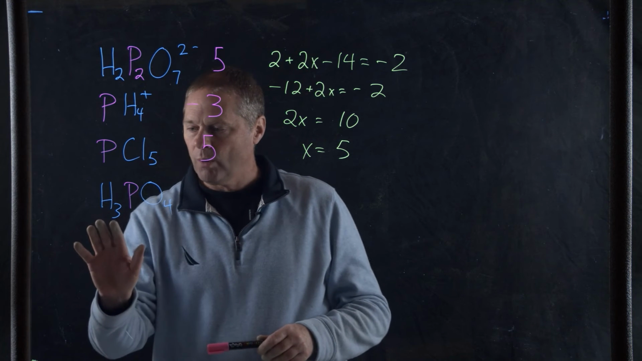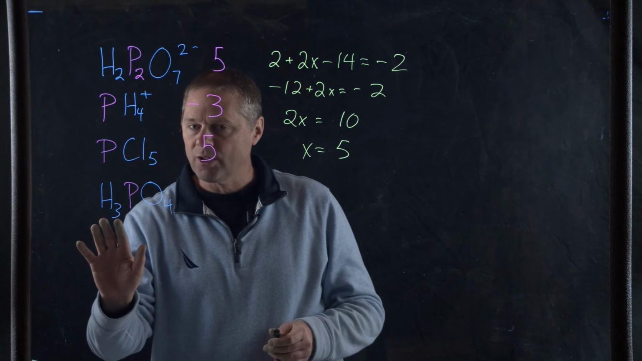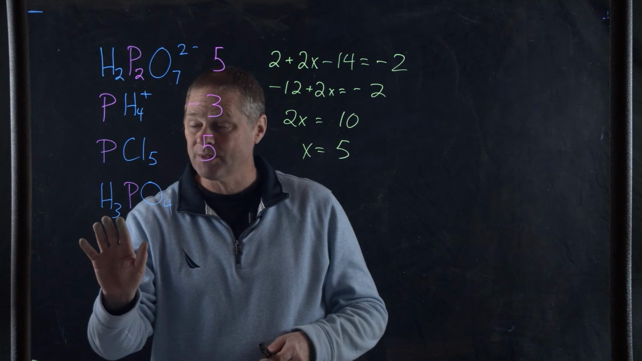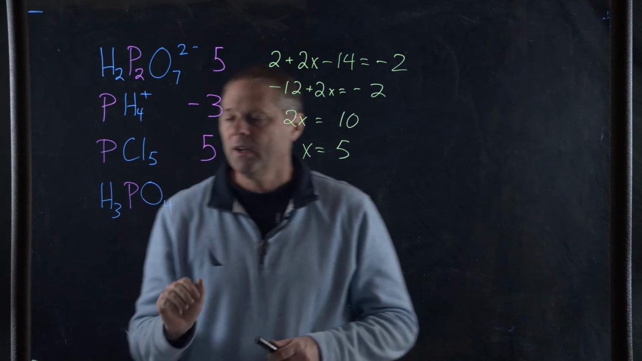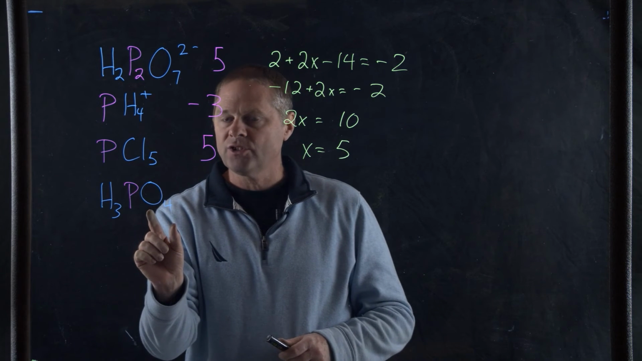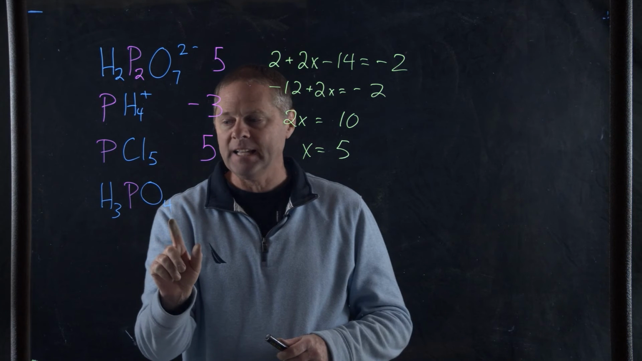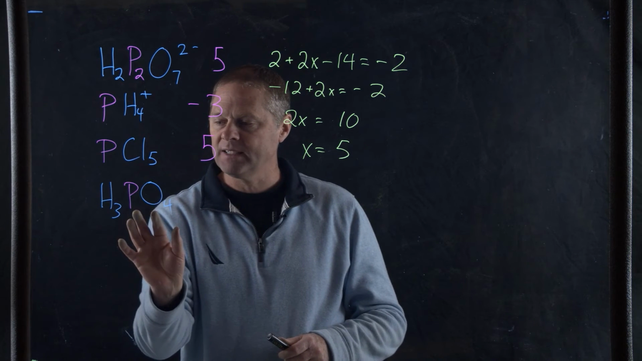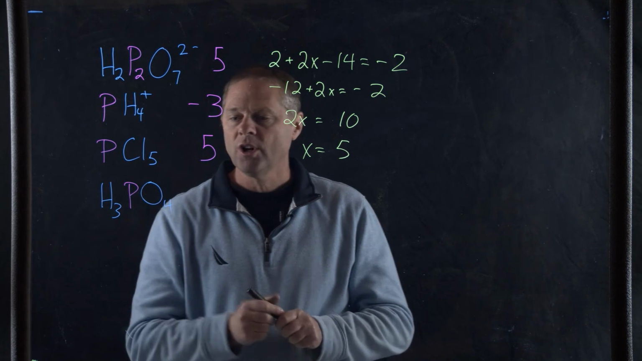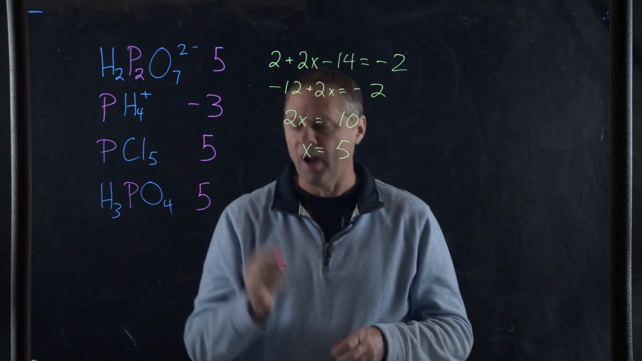Here, what we have is that the hydrogens are +1. We have 3 of them, so this becomes +3. The oxygens are -2, so this becomes -8. So we have a +3, -8. This whole thing's neutral, so phosphorus has to be 5.